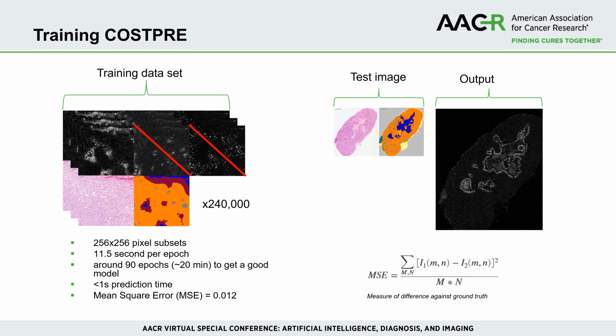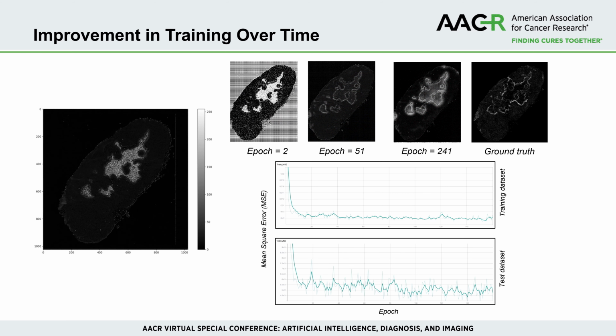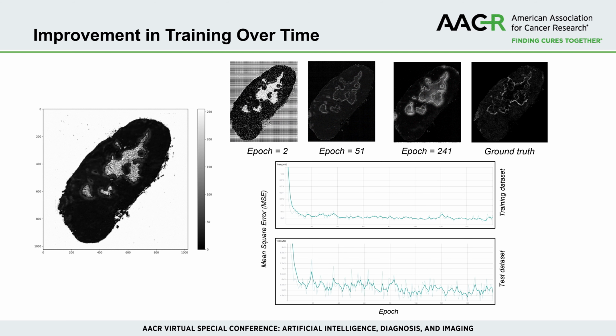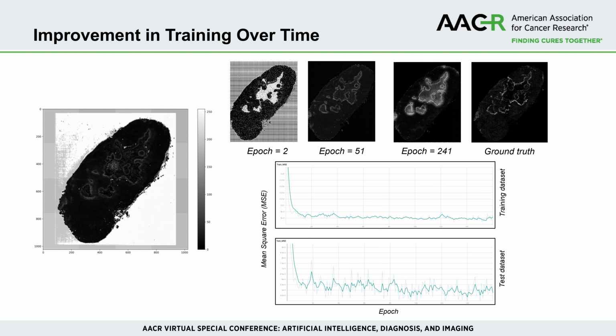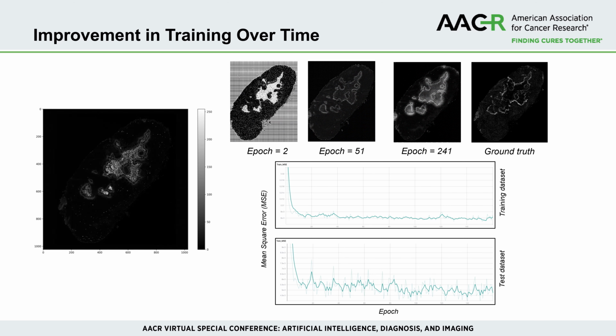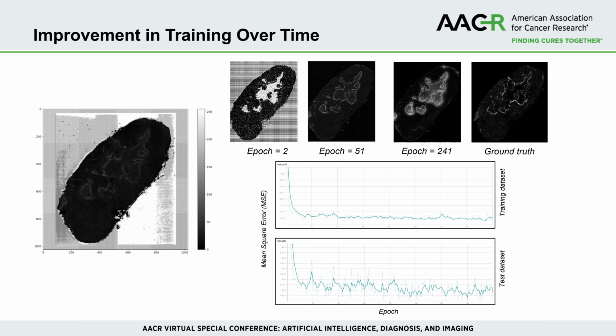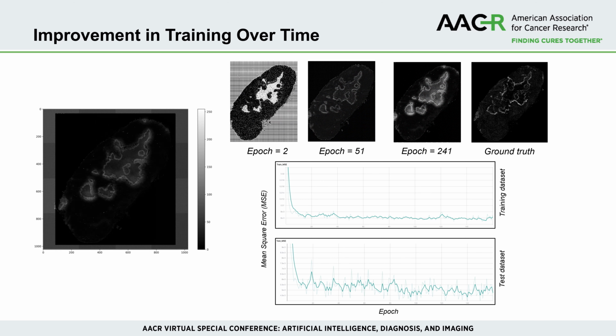Despite training the model for a relatively short time, we were able to get a very reasonable prediction with an average mean square error of only 1.2%. To further illustrate this rapid learning, the animation here shows the quality of predicted stain images as a function of epochs. 241 epochs equate to roughly 50 minutes of training. And as you can see, there's a rapid convergence in mean square error values in both the test and training datasets early in the training.